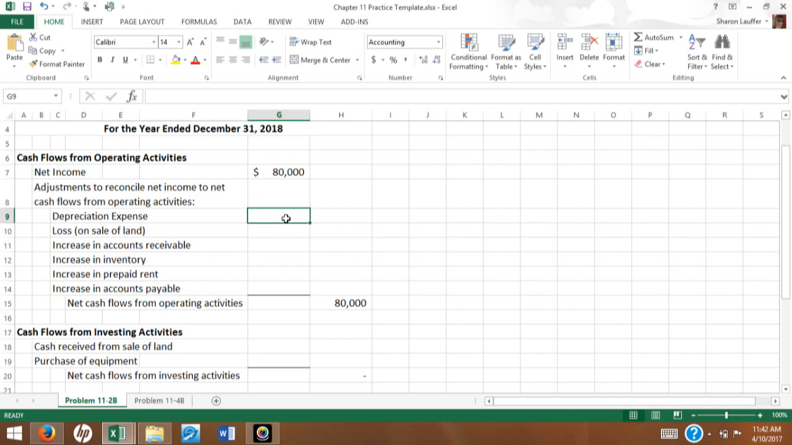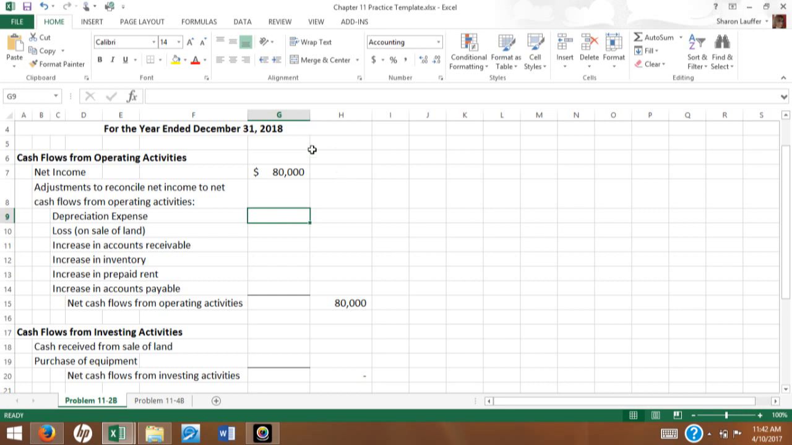If we look at the instructions for the problem, it says we had $30,000 of depreciation expense for our company. Now when we think about how we arrived at that net income amount of $80,000, we had some revenue and we subtracted out some expenses to get our net income. And one of those expenses that we subtracted out was depreciation expense. But depreciation expense is not a cash expense. It is an adjustment that we're making on our books. It doesn't involve the exchange of cash as far as recording the depreciation.